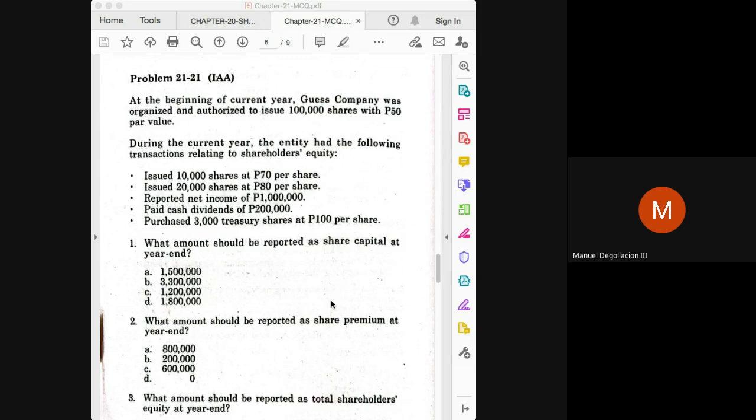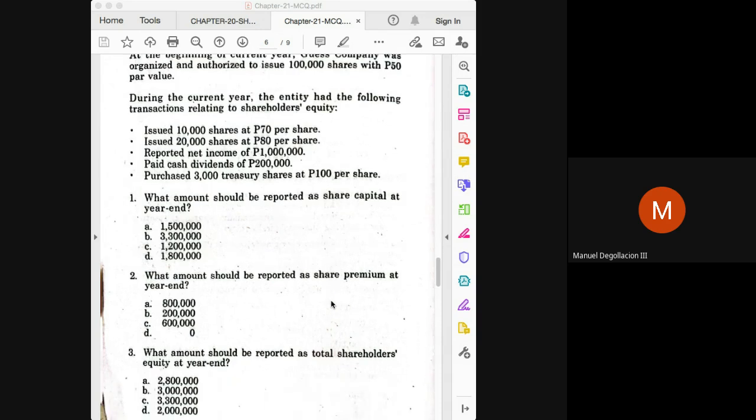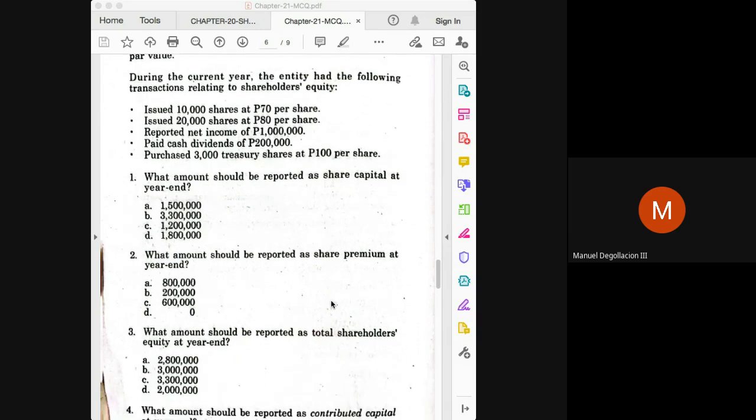Next, what amount should be reported as share premium at year end? Only two transactions affected share premium also. It's the first two bullets. The credit to share premium in the first bullet was 200,000, and then the credit to share premium in the second bullet was 600,000. So the total share premium here would be 800,000. Okay, so this is just some sort of a comprehensive problem on the basic transactions.